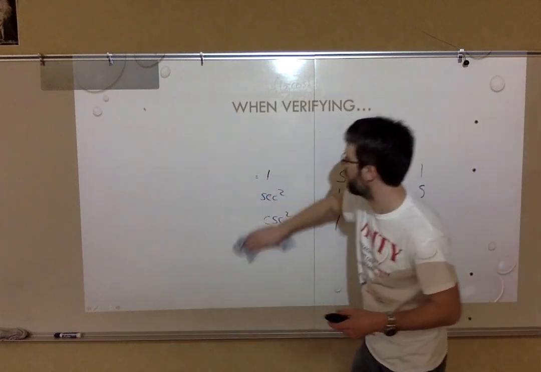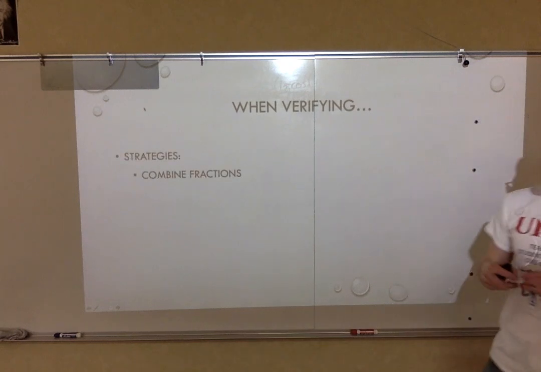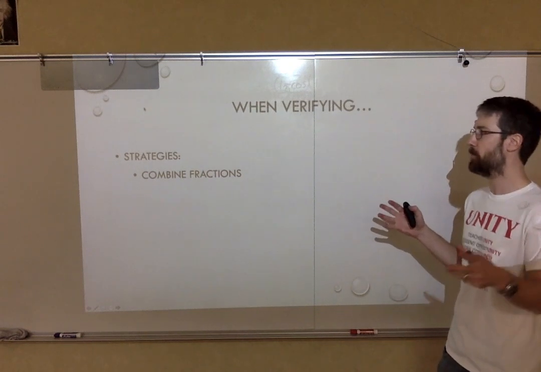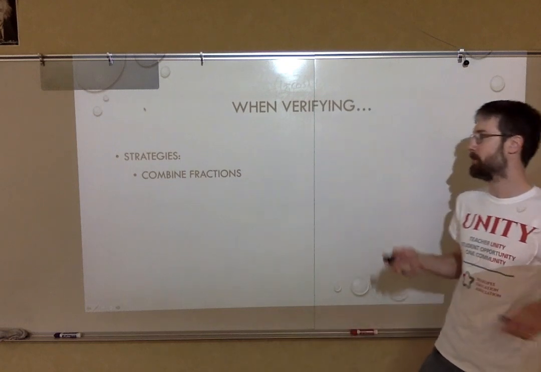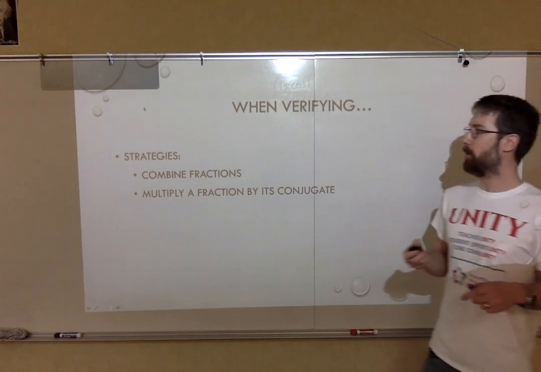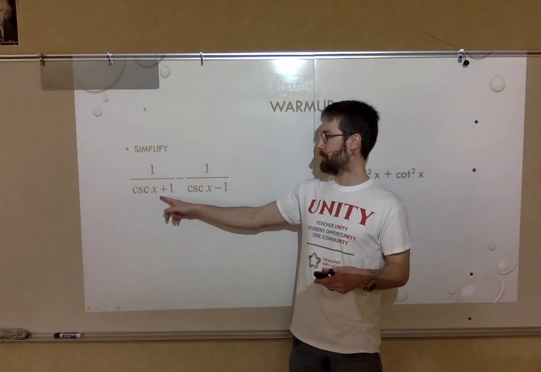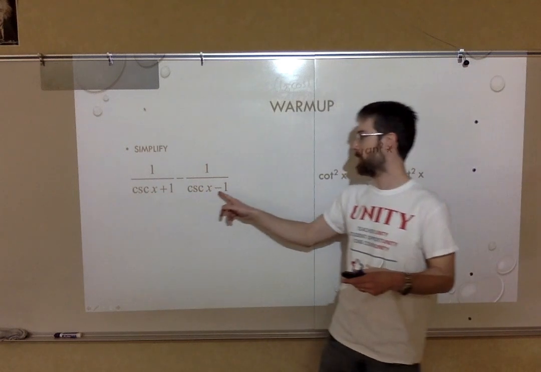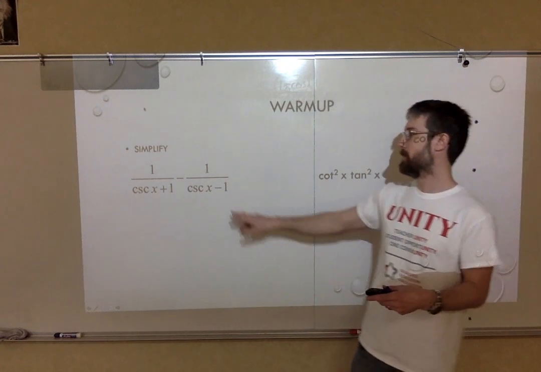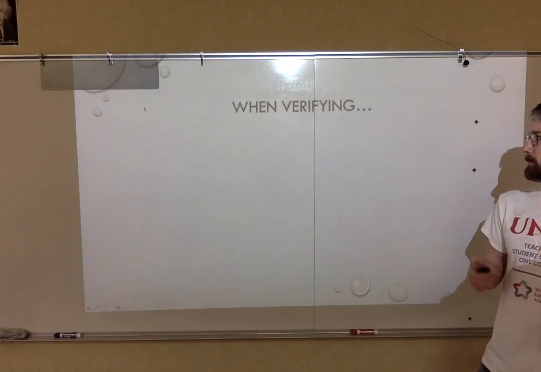All right, so our strategies when we're verifying. First off, if you have fractions, chances are you're going to combine them. Sometimes you'll split one fraction into two, but it's much more likely that you're going to combine two fractions into one. Multiplying a fraction by its conjugate. If we go back to that warm-up problem, these two are conjugates, right? Cosecant plus 1, cosecant minus 1. If you go from a plus to a minus, that makes it a conjugate. When you multiply those together, chances are you're going to get a Pythagorean identity, like we did for that warm-up problem.